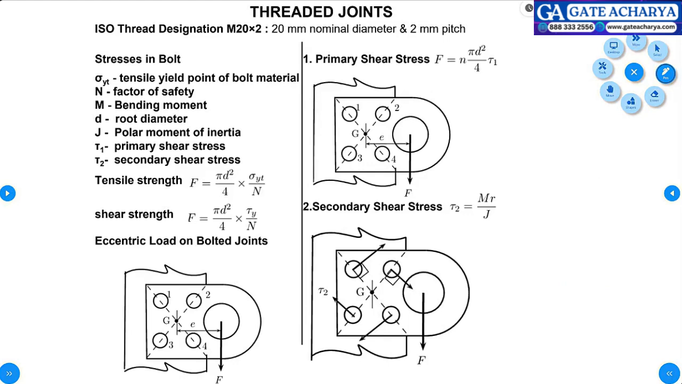Here I have a plate, and I have one more plate like this. This is plate 1, this is plate 2. I'm using 4 threaded joints here, 4 screws or 4 bolts. I'm applying an eccentric load here. When do you say it is eccentric loading? Can anybody say?